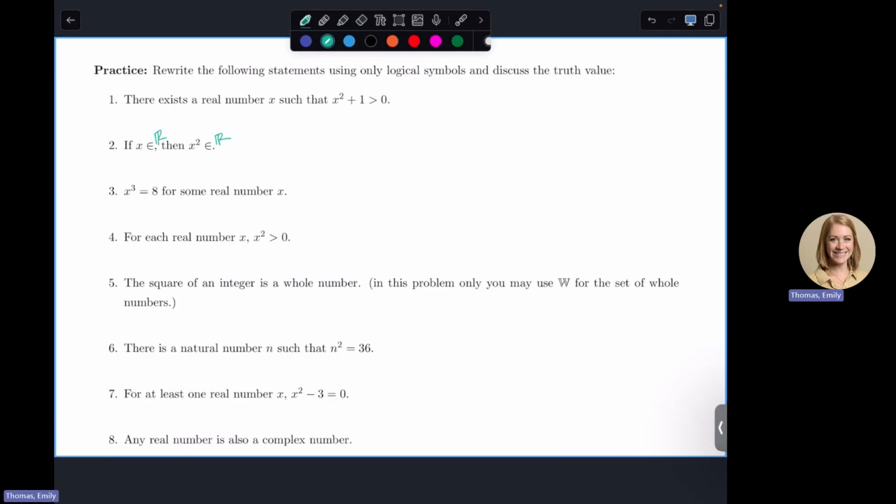Number one, there exists a real number x, so there exists an x in R. We haven't talked about that symbol either. Do y'all know what that symbol means? Well, it's an epsilon. Oof.